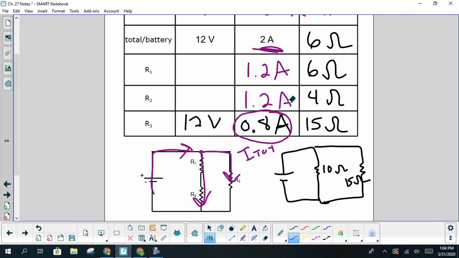Now we're home free. And then the table will give us some consistency checks that we can look at as well. So when we want to find our potential difference across R1 and R2, we simply multiply those together. And when we do that, we will get 7.2 volts and 4.8 volts. And if you add these two together, which again, this is going to be our loop rule, you're going to notice that they add up to our battery voltage. So these two are going to add up to that 12 volts.